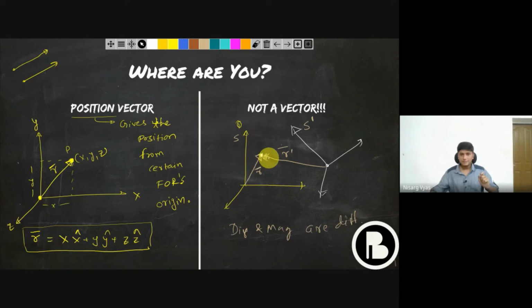If you define a specific reference frame, then it is a vector, and you don't need to worry about anything. But if you go to another reference frame, then it is not a vector. It does not change itself within a frame, it changes itself moving from one reference frame to the other. That's why it is not a specific vector or something like that.